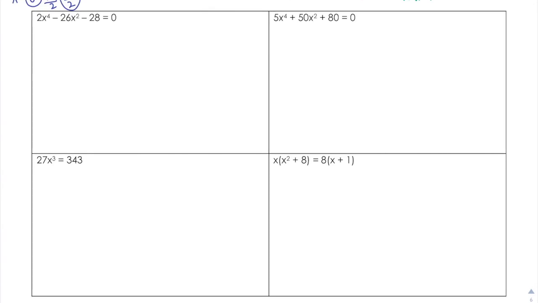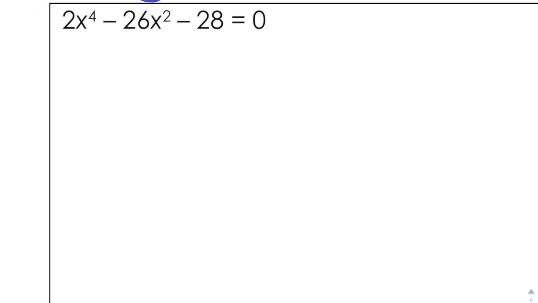So picking back up, remember that our goal here is to solve the polynomials. And to solve the polynomials, we therefore have to factor the polynomials. But if you take a look at this first one right here, I notice 2x to the fourth, 26x squared, and 28. I can just divide by 2.